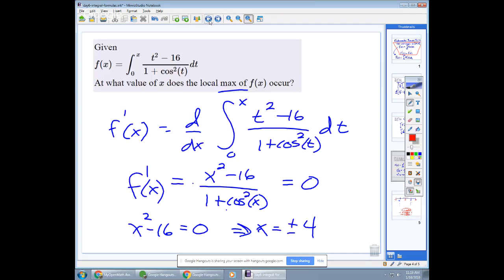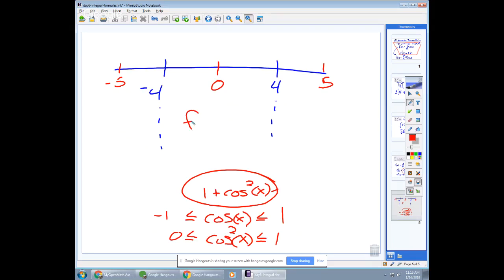Okay. So when I plug in 0, what's the sign of this thing right here? Nope. Try again. If I plug in 0, right, I'm going to get a -16 in the top. I'm going to get a positive number in the bottom, so it's going to be negative. So f prime of 0 is less than 0, which means this function is decreasing through there.